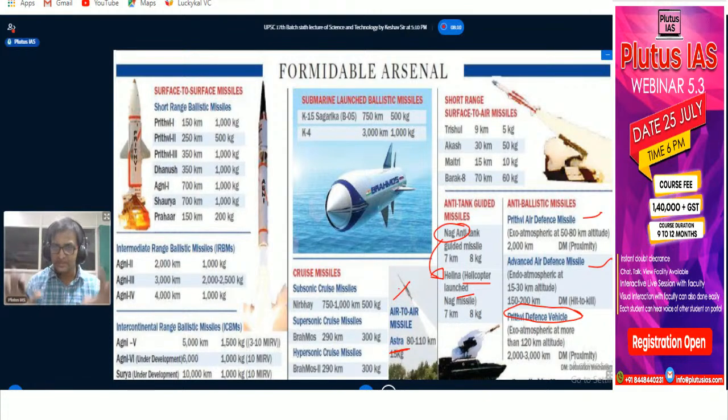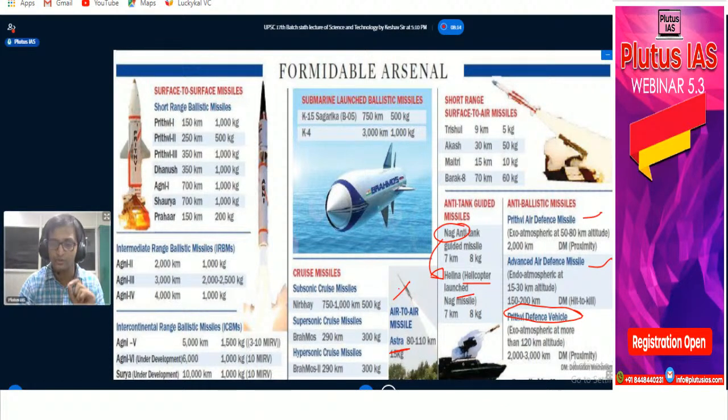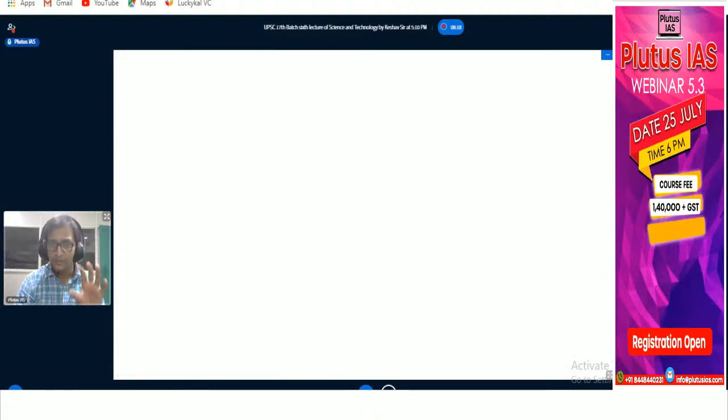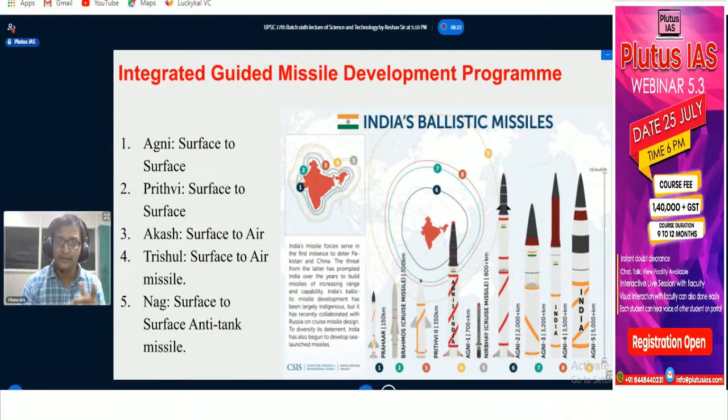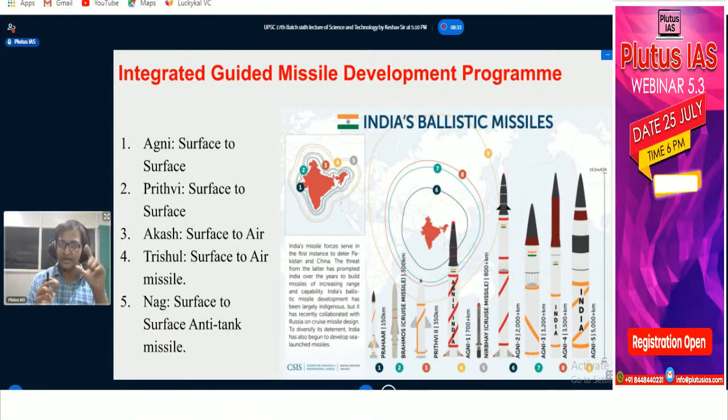So it was just a recap of the whole missile system of India. Now come to the next one, because I have already discussed, that's why I'm going in the form of a recap only. Now we have the integrated missile development program. Any question can be asked like कौन सा मिसाइल इंटीग्रेटेड गाइडेड मिसाइल प्रोग्राम का पार्ट है या नहीं है. So Agni is there, Prithvi is there, Akash, Trishul, Nag. I had given you the clue.